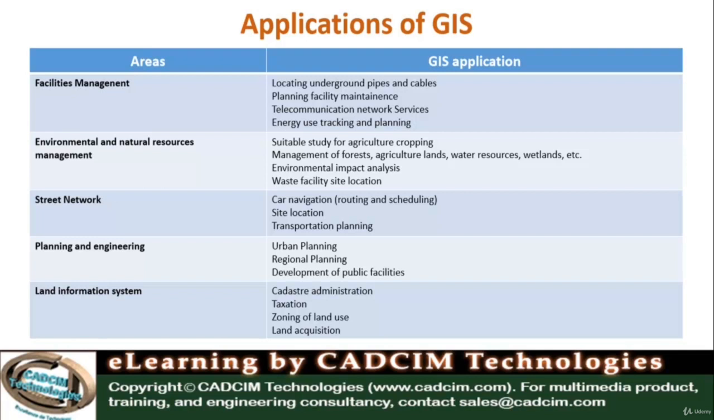Second is environmental and natural resource management. Aerial photographs and satellite images are used for natural and environmental impact analysis. It is also used for detection of coal mines, wetlands mapping, etc. Third is street network. Large and medium scale maps are used for vehicle routing, transportation planning, locating houses and streets, etc. Fourth is planning and engineering.